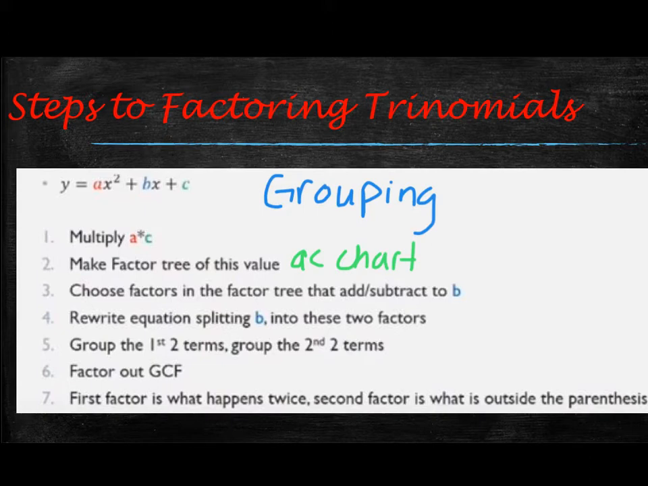You're going to group the first two terms together and group the second two terms together. And then you're going to factor out the GCF of each group. The first factor is what happens twice, so when you get your parentheses, you want that to match up. That is your first factor, and the second factor is what is on the outside of that group of parentheses.